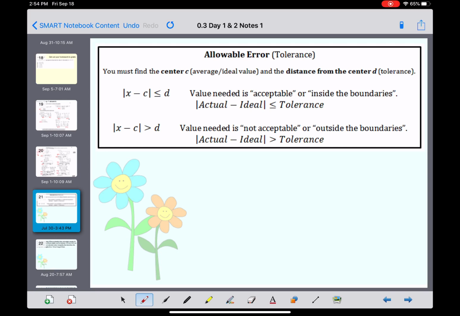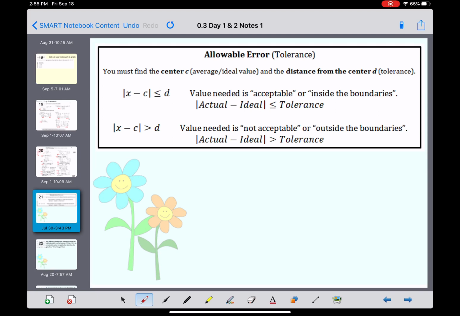The distributor, or the person that's making it, decides how much they're okay with that it's basically 30 ounces, okay? So it's close enough. So they decide what their allowable error is, okay? So our tolerance, we have two different situations. We have what is acceptable inside the boundaries.